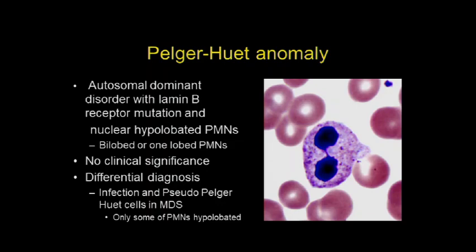And again, remember when they show you a picture on the board and it shows you only one cell and the cell has the abnormality, they're assuming that all the cells in the patient's blood have that anomaly. So here we only see one hypolobated cell, and we're supposed to presume that all the patient's white cells show this Pelger-Huet anomaly.